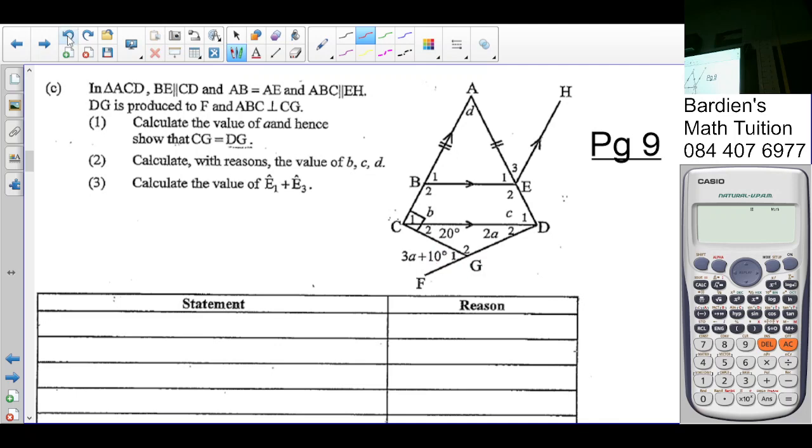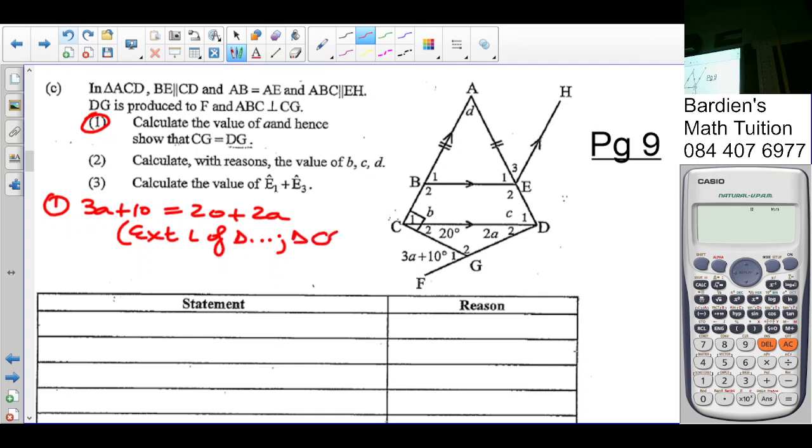We say that 3a plus 10 is equal to 20 plus 2a. Why? It's exterior angle of triangle is equal to the sum of the two interior opposite angles. And it's the exterior of triangle CGD. So A is one side, numbers are the other side. So 3A minus 2A is A. 20 minus 10 is 10 degrees. Okay.